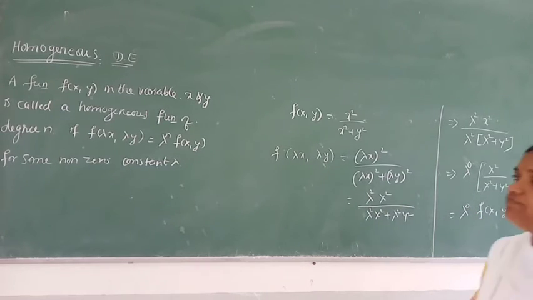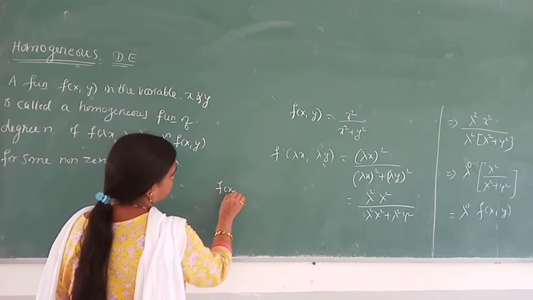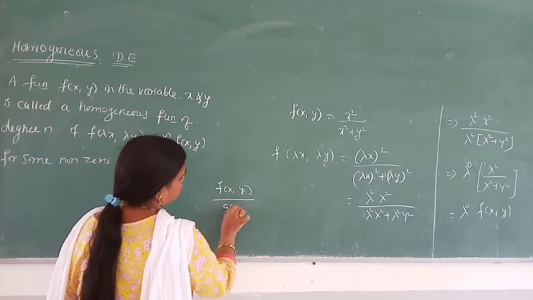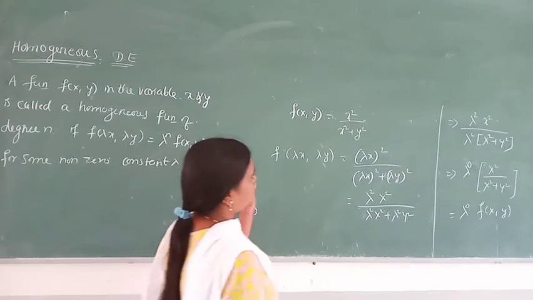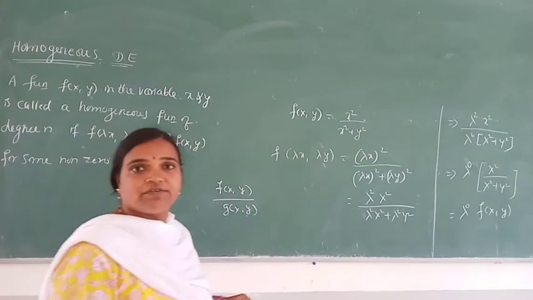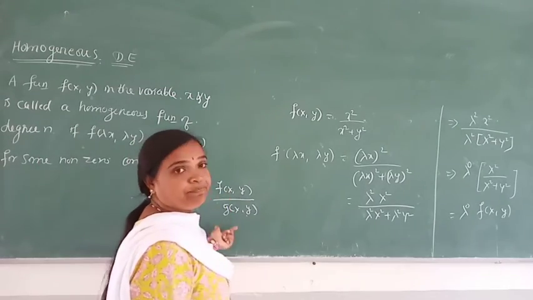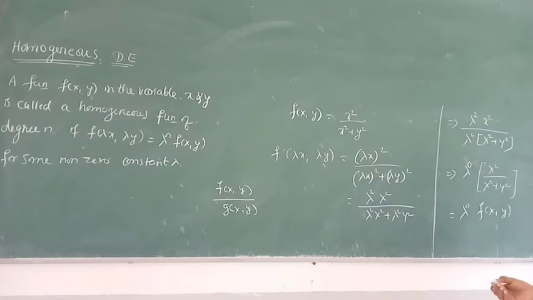Or else, another form also we can say. See, the function is in the form of f of xy divided by g of xy. Please concentrate. The numerator is f of xy, the denominator is g of xy. If these two are of the same degree, then we say that it is a homogeneous function. Another form of telling the definition. Okay.